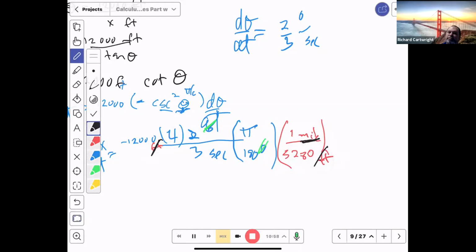I still got to get rid of seconds and turn that into hours. So I want miles per hour. How do I convert seconds? How many seconds are in an hour? Okay, that's too hard. How many seconds in a minute?